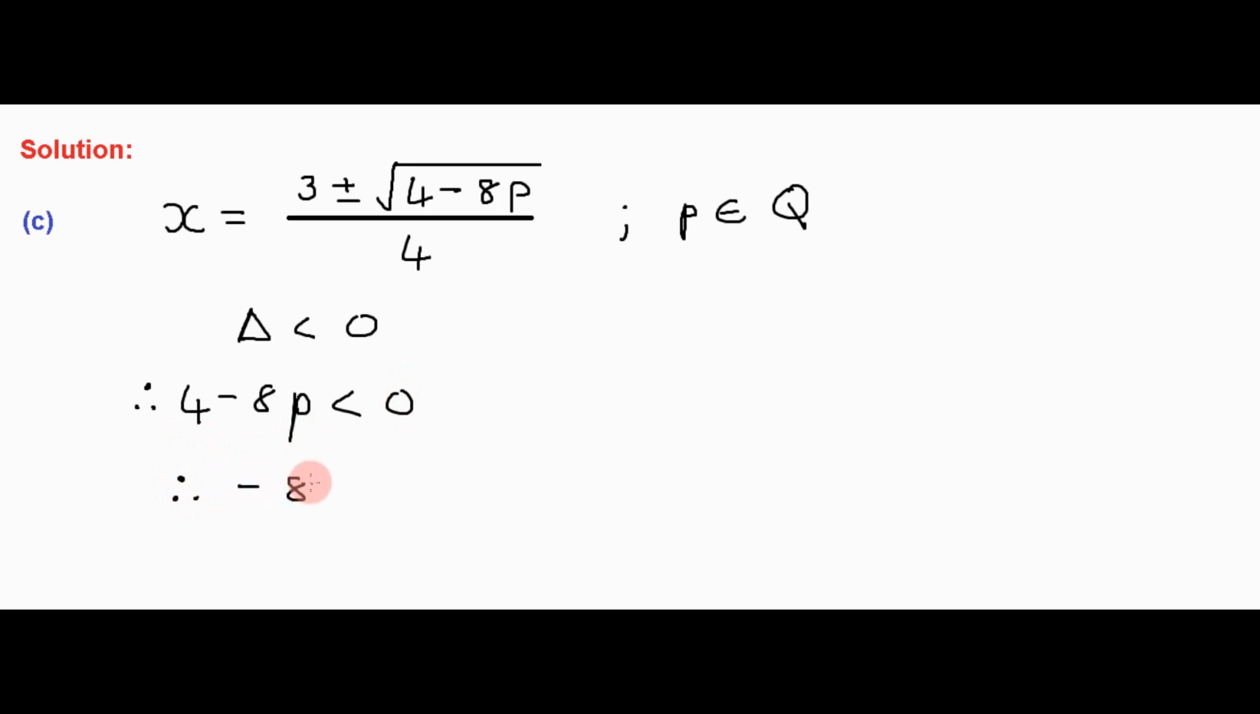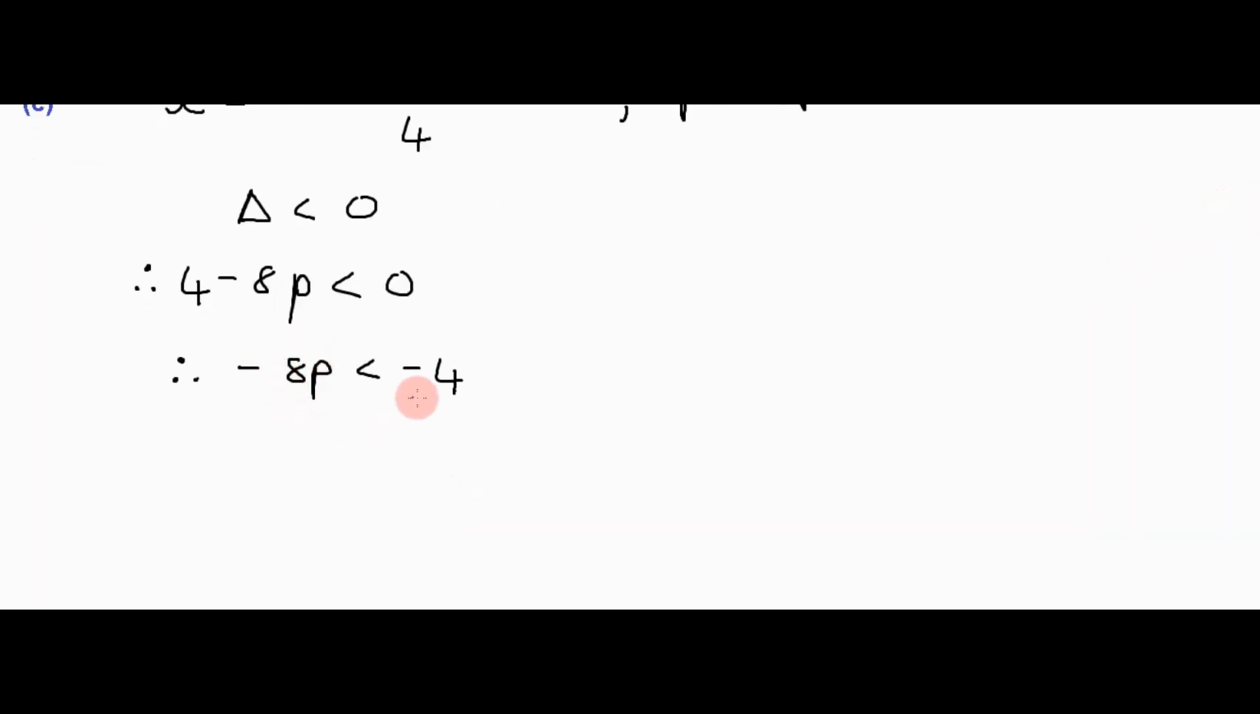So negative 8p must be less than negative 4. And we can divide the negative 8 into the right-hand side. And the inequality will switch around. So it's going to be p greater than negative 4 over negative 8. We can simplify. A minus divided by a minus is a plus. 4 into itself once and into 8 twice. So p is greater than a half.